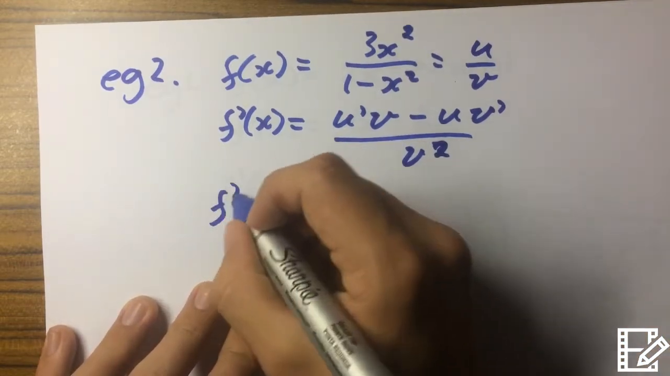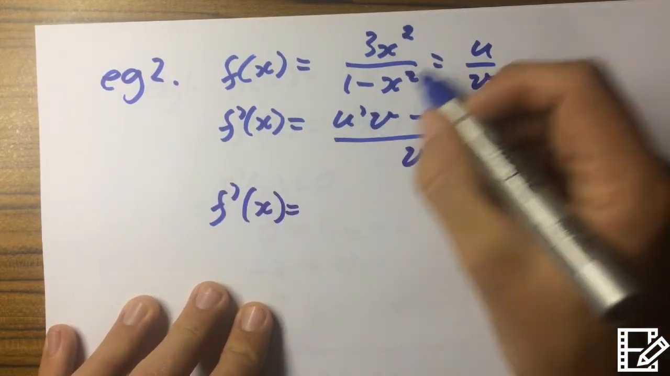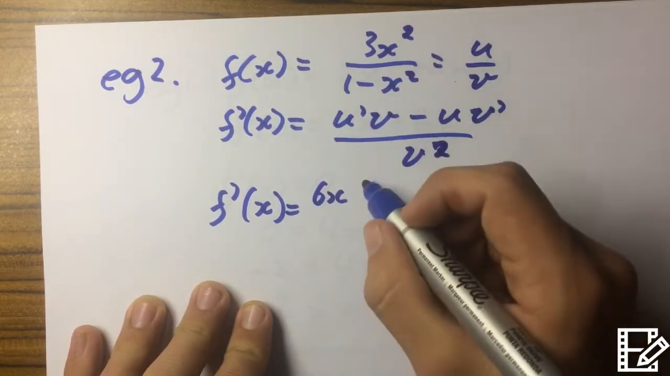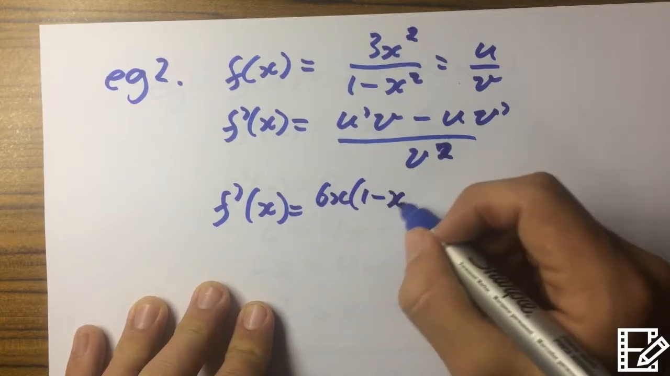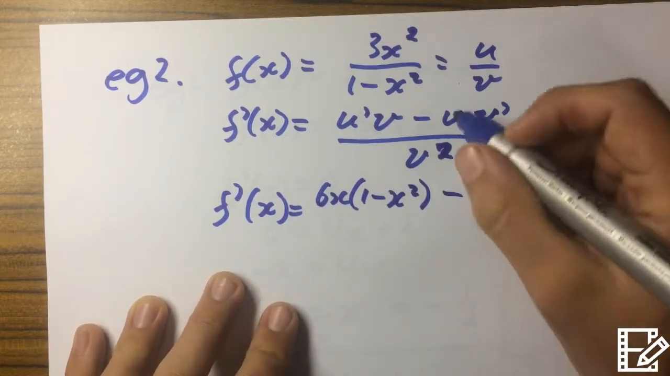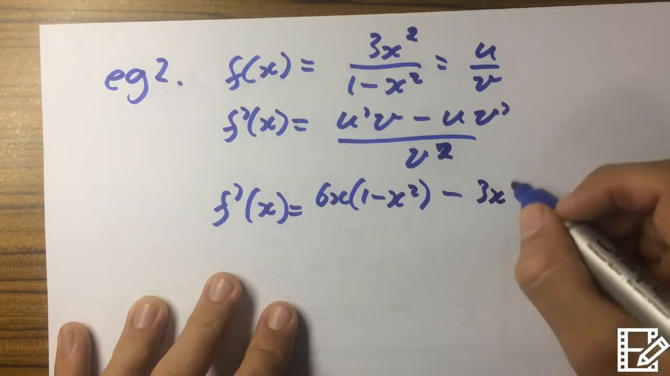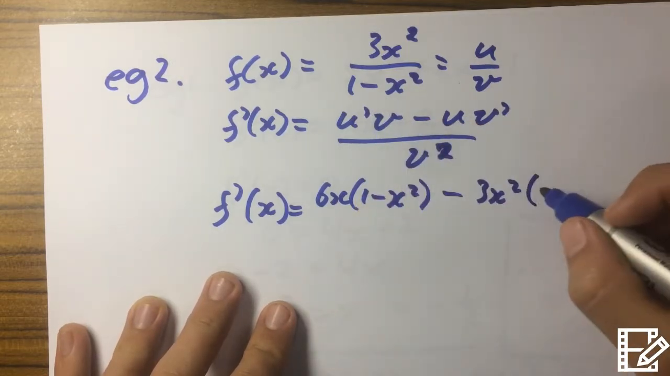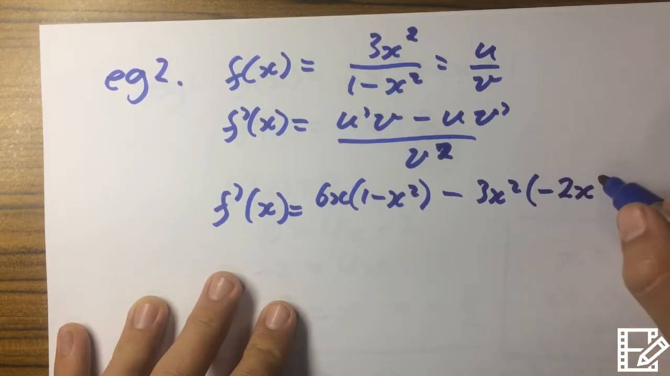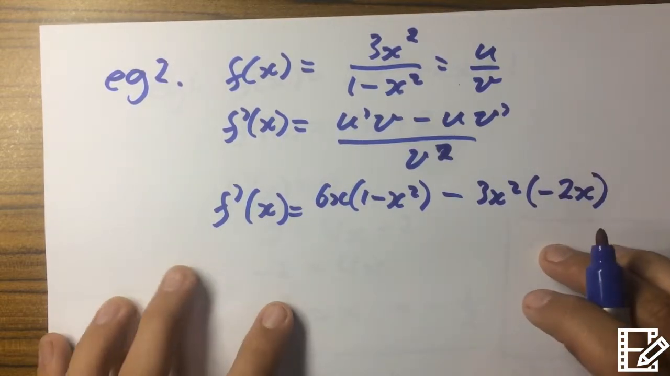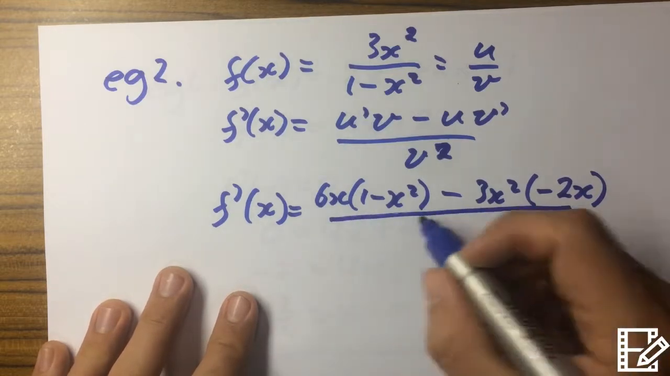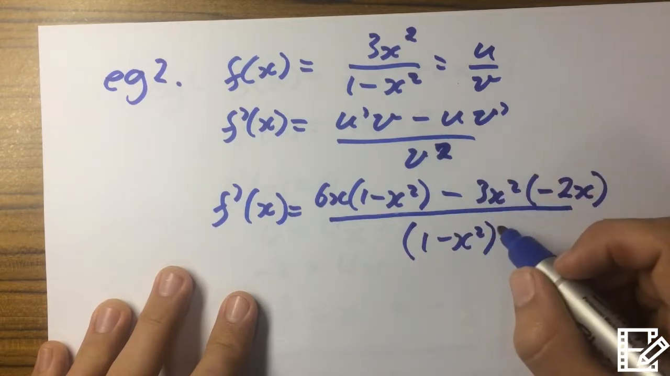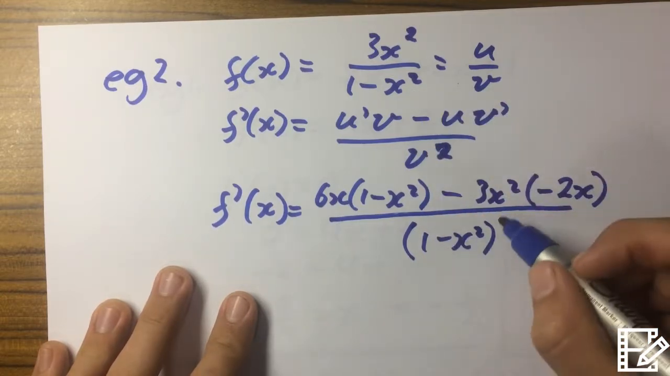That'll be the derivative of u, you bring the 2 down, 6x multiplied by v, which is 1 minus x squared, minus u, which is 3x squared, multiplied by the derivative of v. The derivative of v is just negative 2x, and that's it. And that'll be all over 1 minus x squared, and then it's v squared. This is just v, so we're going to square the whole thing.